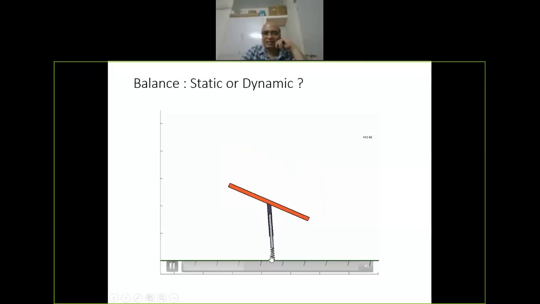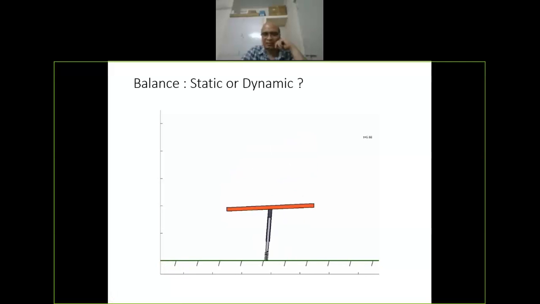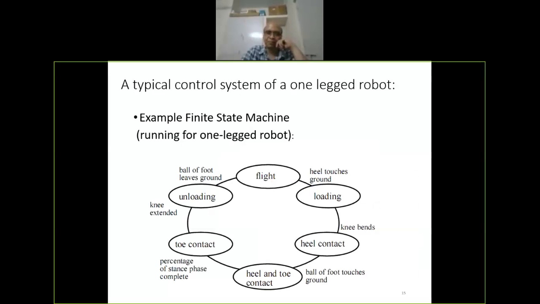Again, the leg is compressed, then it's not compressed. Okay, it's compressed, or the spring is in the other direction, it's in tension. So essentially there is a finite state in between which this system starts moving, and that is what we call a finite state machine.